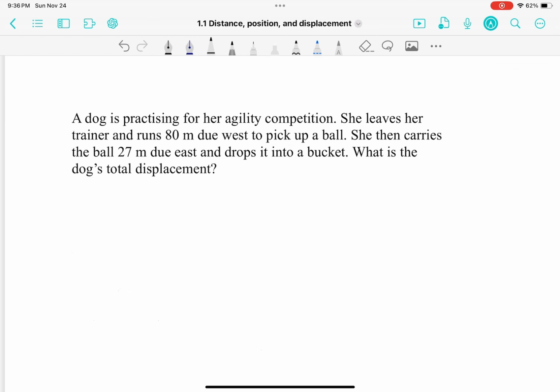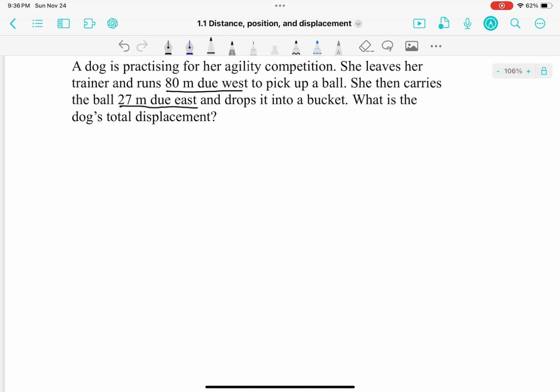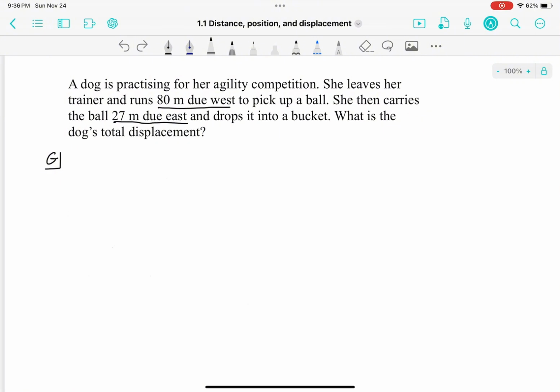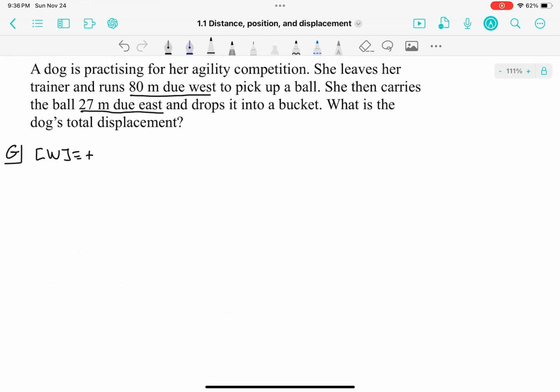So, an example for this, we have one here. A dog is practicing for her agility competition. She leaves her trainer and runs 80 meters due west to pick up a ball, then carries the ball 27 meters due east, then drops it into a bucket. What is the dog's total displacement? So for this question, we're actually moving in two different directions. So let's set one direction as positive and the other will automatically become negative. So we'll just go ahead and set west is equal to positive, but it doesn't really matter which one you set as positive and which one you set as negative.